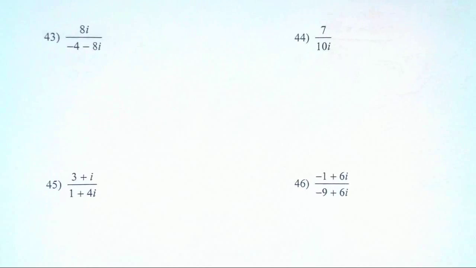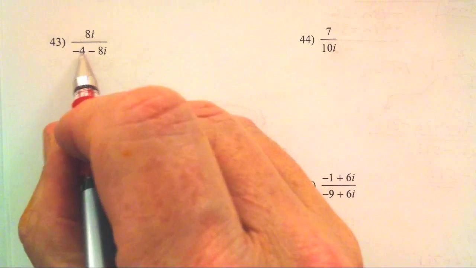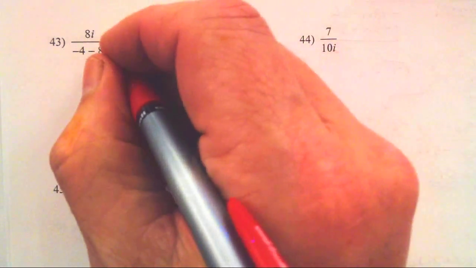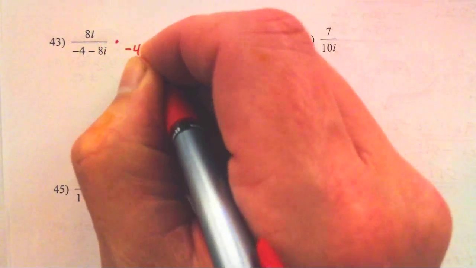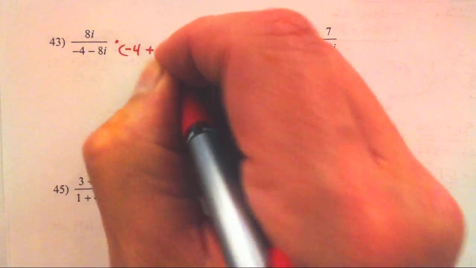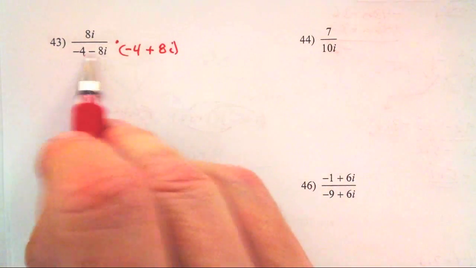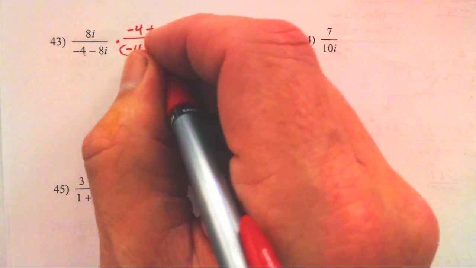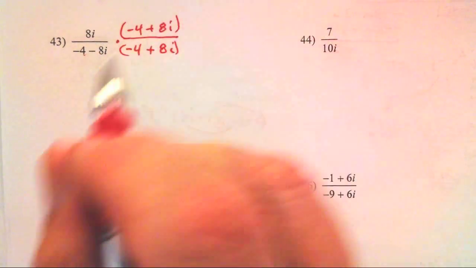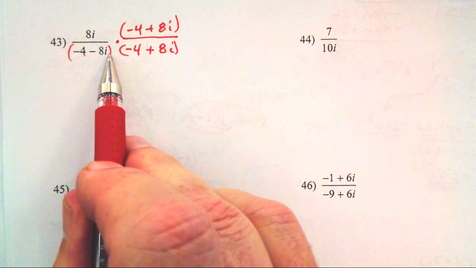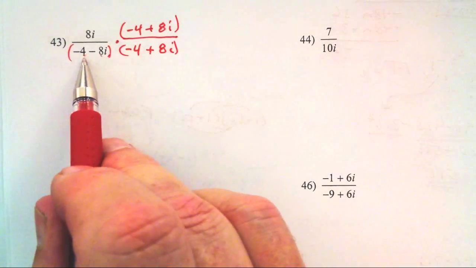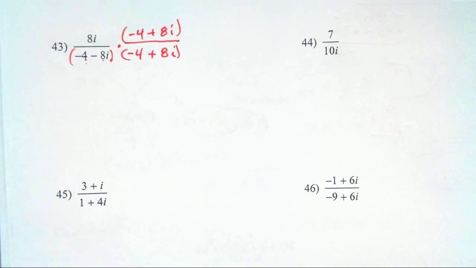A little trickier, 43. For 43, I'm going to use the conjugate here. If this was -4 minus square root of 8, I might multiply by the conjugate of that. So I'm going to multiply by -4 plus 8i. Notice that is not the opposite. The -4 is still -4. Here, -4 plus 8i. You might be saying, why not just multiply by i? Well, when I multiply the denominator by i, I get a -4i, and the 8i squared becomes okay, but I still have an i. Watch what the conjugate does for us.